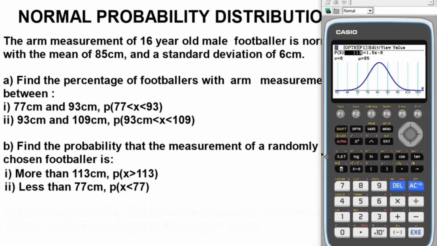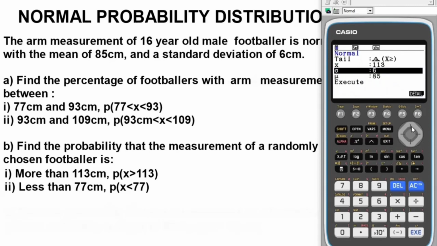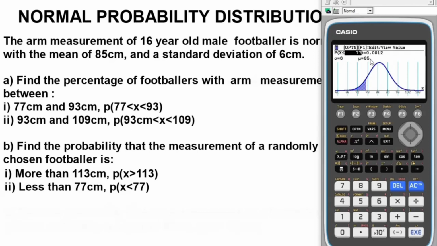The last one, before we close the class: we have to go back with exit, then change this tail notation to less than or equal to. Press the key for it, and it has changed. Then come down, and our X value here is 77. Press execute, and it displays the answer. We have it to be 0.0912. That's the answer, guys. We're not asked to leave it in percentage, so we are good to go with this expression of the answer.